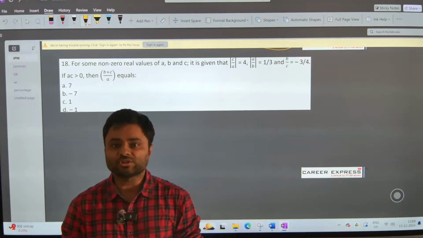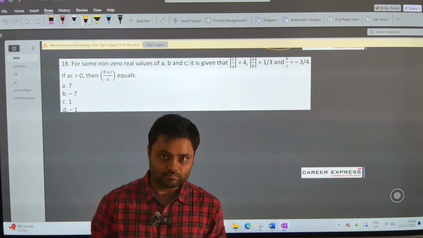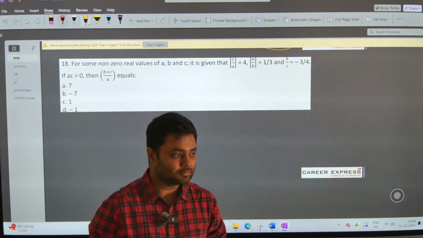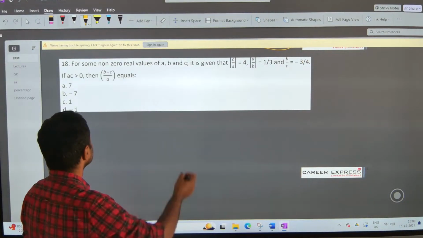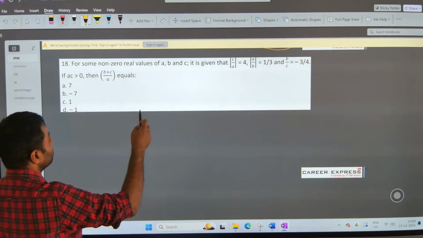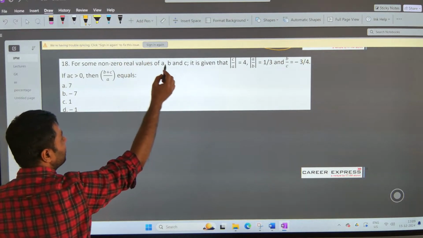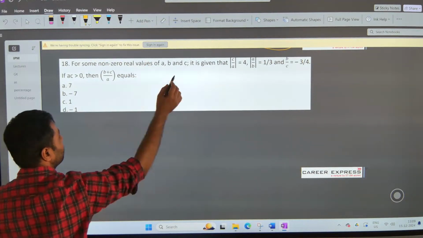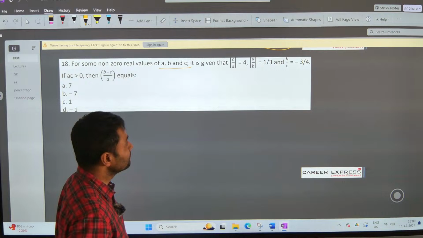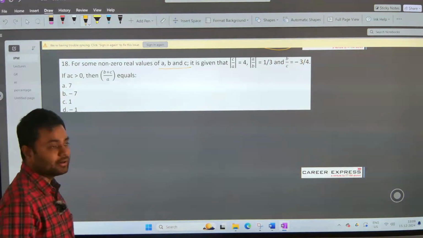Hello. So this is a question from the IPMAT Indore exam QA section, 2024 paper. Now the question is: for some non-zero real values of A, B and C. That means none of A, B and C is zero. They can be positive or negative.